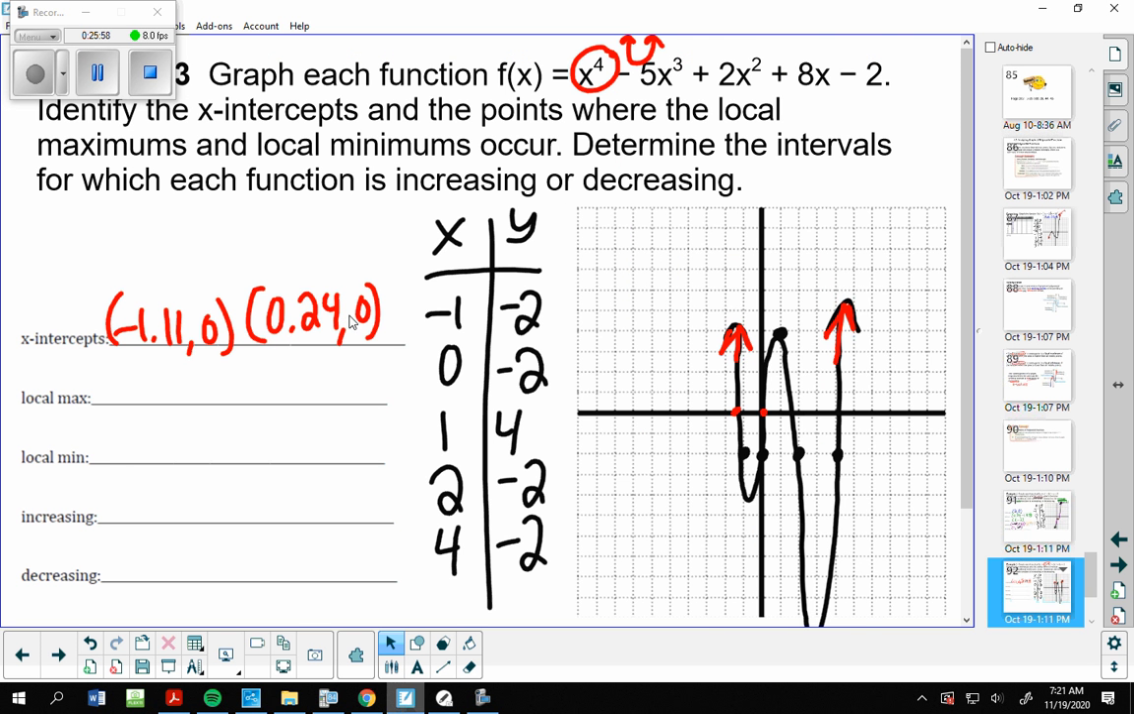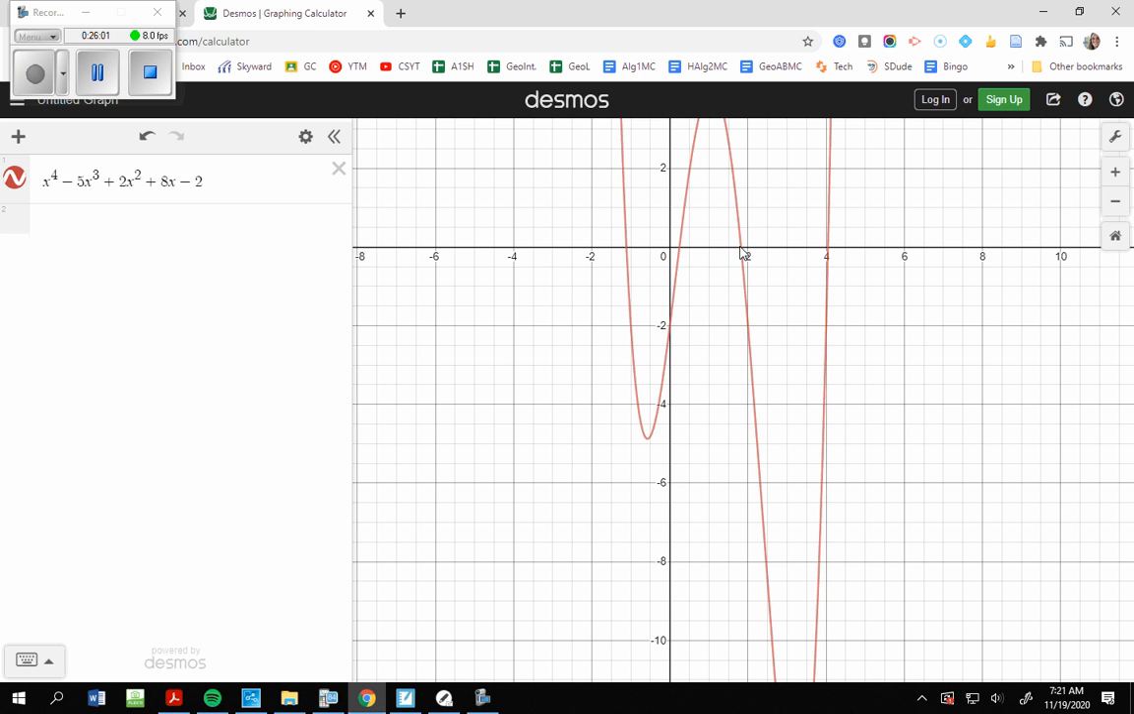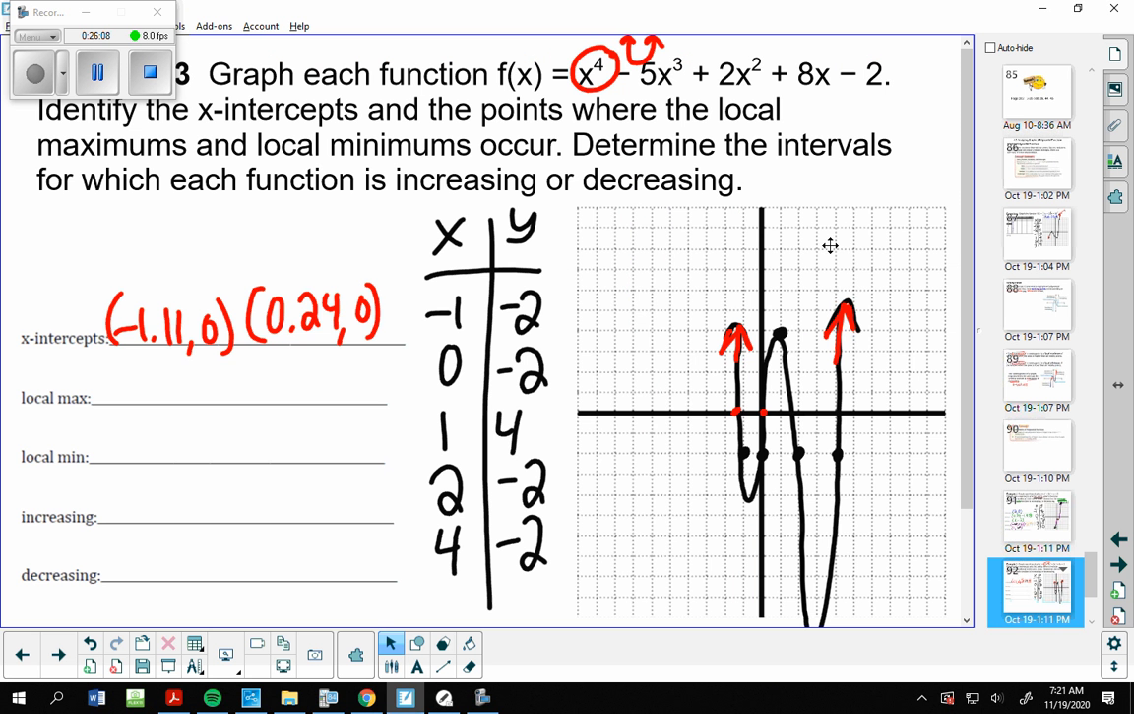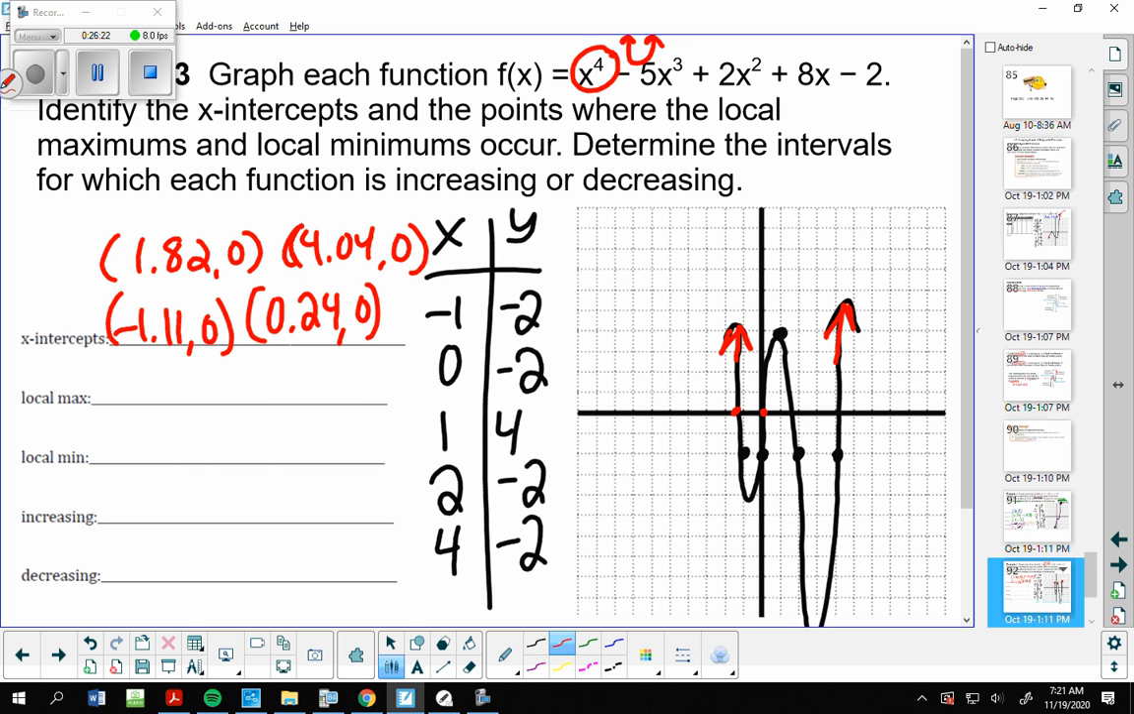All right, so you guys saw the third one is 1.82, and then we have 4.04. So 1.8, I think I said 2, and 4.04. All right, let's look. 1.82, yeah, that looks pretty good. 4.04, a little bit past 4. Yeah, all right, our graph's pretty good.